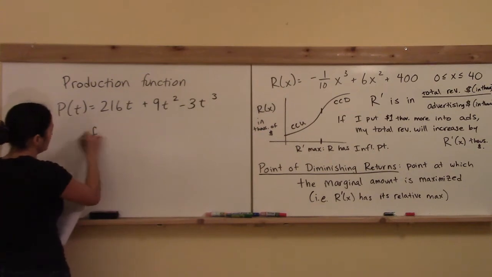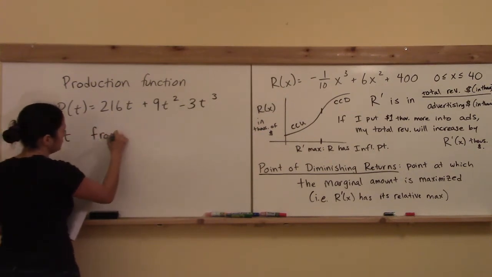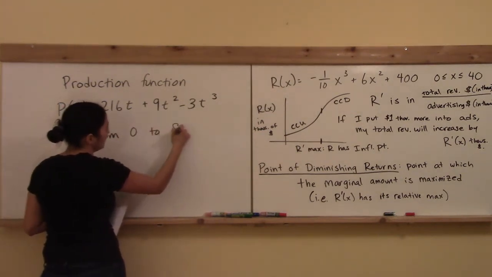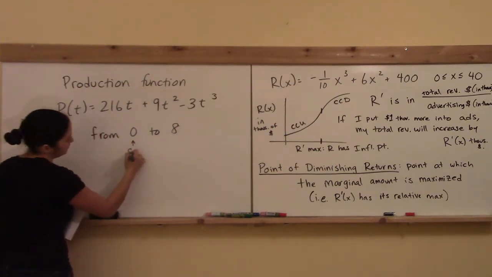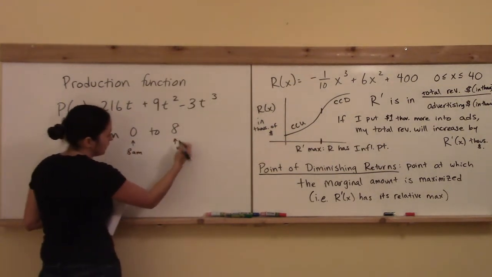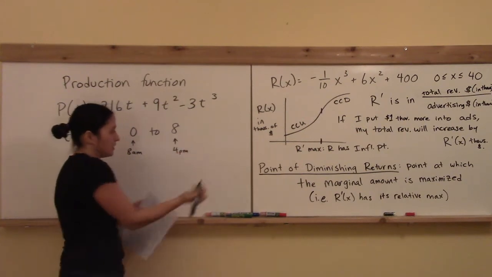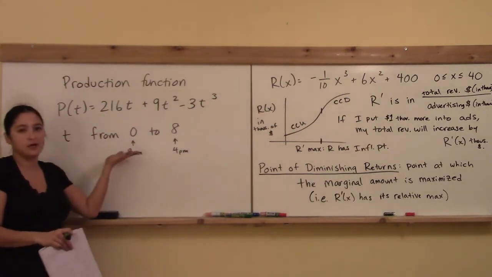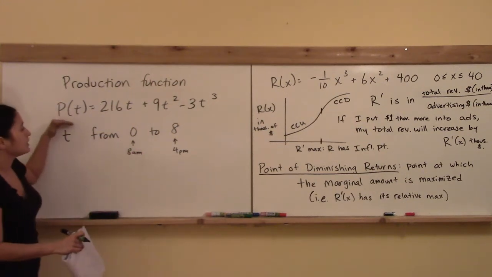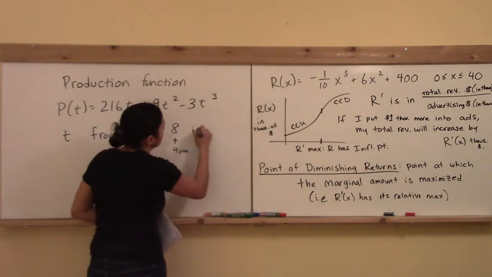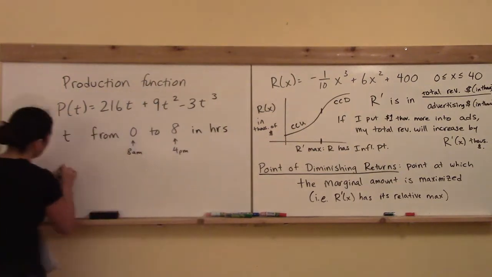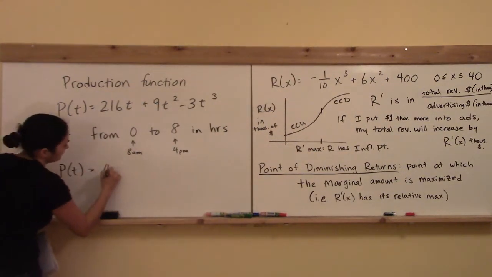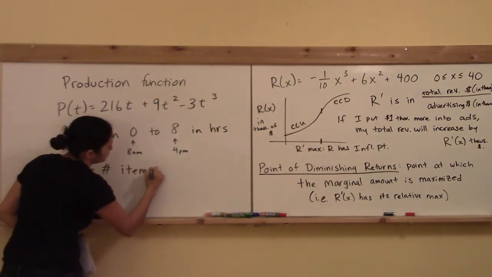So let's say T is from 0 to 8, which is to say that 0 might be like 8 a.m. if it's the day shift, or maybe 4 p.m. for 8. So it depends on what shift it is, but typically you have some sort of 8-hour shift. And this function right here, T is in hours, P of T is going to be the number of items produced.